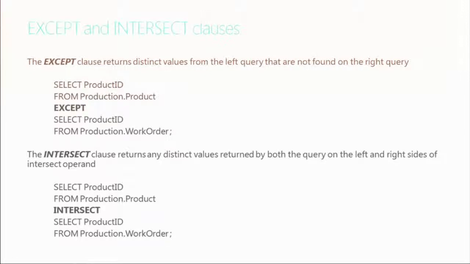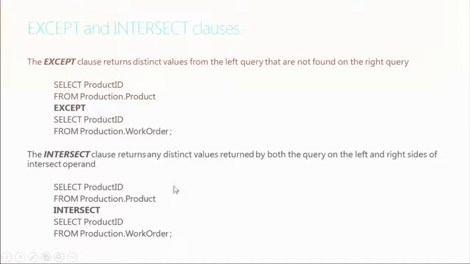The intersect clause down here returns any distinct values returned by both the query on the left and on the right. The left being the first query; they term it as left and right. It's the first query, left of the intersect statement. So going back to the first one up top, except returns distinct values from the left query that are not found in the right query. So the except returns distinct values from the product table that are not found in the work order table.